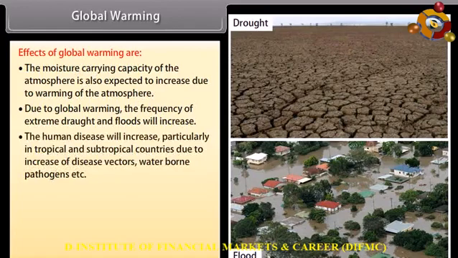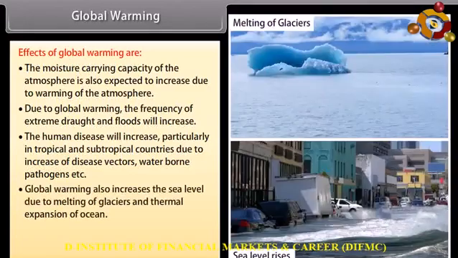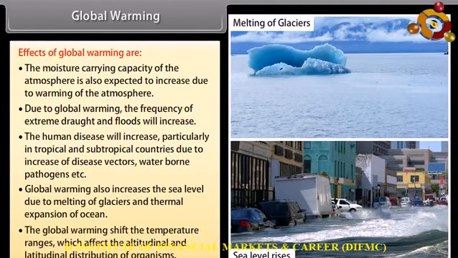Human diseases will increase, particularly in tropical and subtropical countries, due to increase in disease vectors, waterborne pathogens, etc. Global warming also increases the sea level due to melting of glaciers and thermal expansion of the ocean. Global warming shifts the temperature ranges, which affects the altitudinal and latitudinal distribution of organisms.